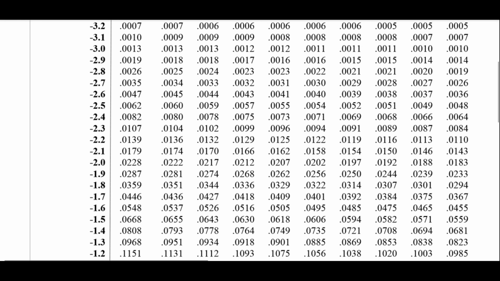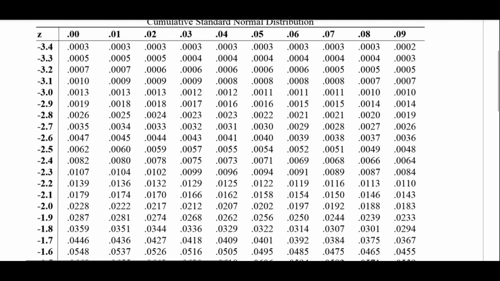Looking at this chart, the closest things to 0.005 are these two numbers, 0.0051 or 0.0049. You could pick either one of those. But again, it doesn't matter which one you choose because they're both equally as far from 0.005. I'm going to choose 0.0049. In that case, I get negative 2.58 as my z critical. Now, because it's a two-tailed test, that means I got the positive version as well. So negative 2.58 and positive 2.58.